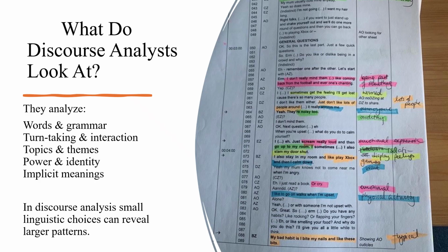So, what do discourse analysts actually look at? They may examine vocabulary and grammar, the organization of conversations, topics and themes, turn-taking, implicit meanings, and the ways language represents people and events. These small linguistic choices can reveal important patterns in communication.